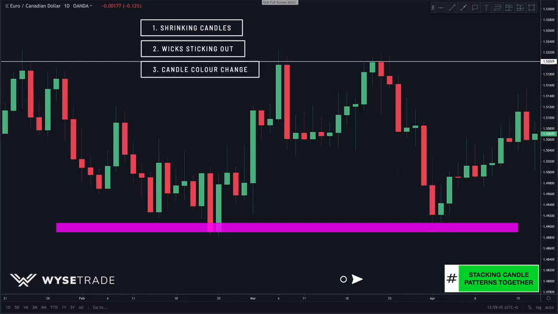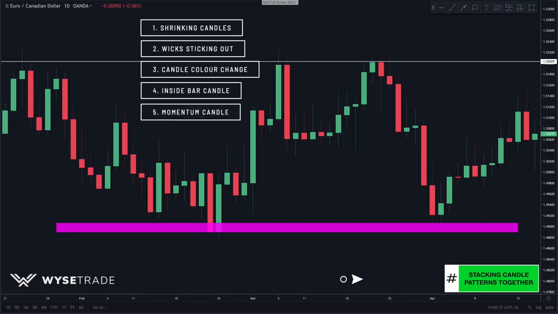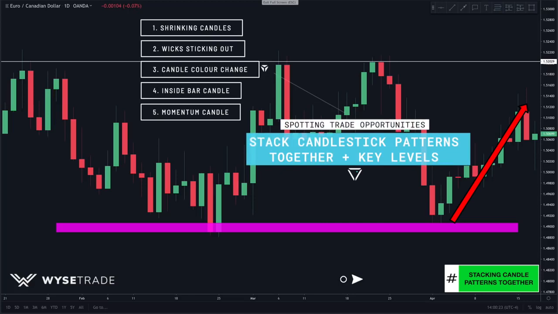Third, we had a candle color change, as we had two red candles followed by a green candle, which shows momentum loss. Fourth, we had an inside bar, as this candle is smaller than the previous candle, which again shows momentum loss. Now, a lot of traders would look to go long right on this candle if they had intraday confirmation, which we will discuss in a future video. But for more secure traders, you can add in one more price action pattern, which is our fifth trade, which is the momentum candle. The momentum candle shows buying presence, as buyers actually stepped into the market, which causes this bigger candle to form. Again, stacking candlestick patterns in combination with key levels is a great way to qualify potential trade entries.